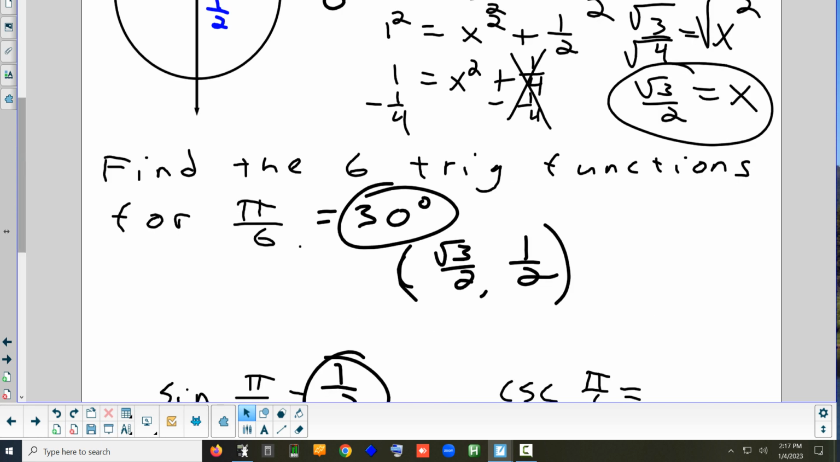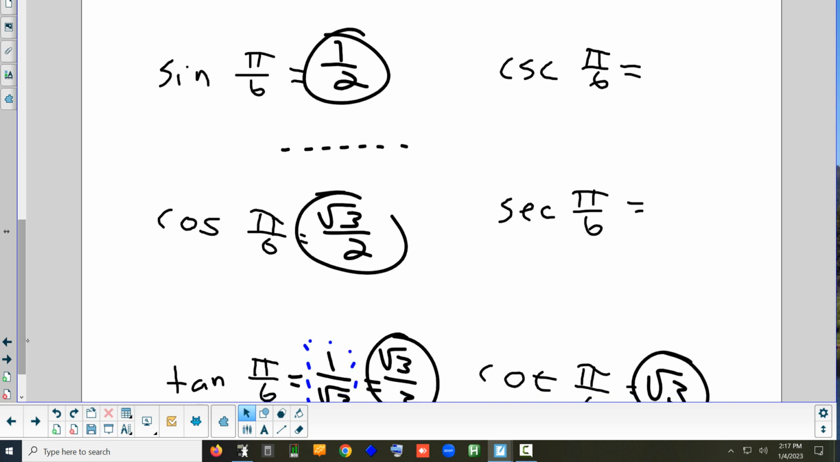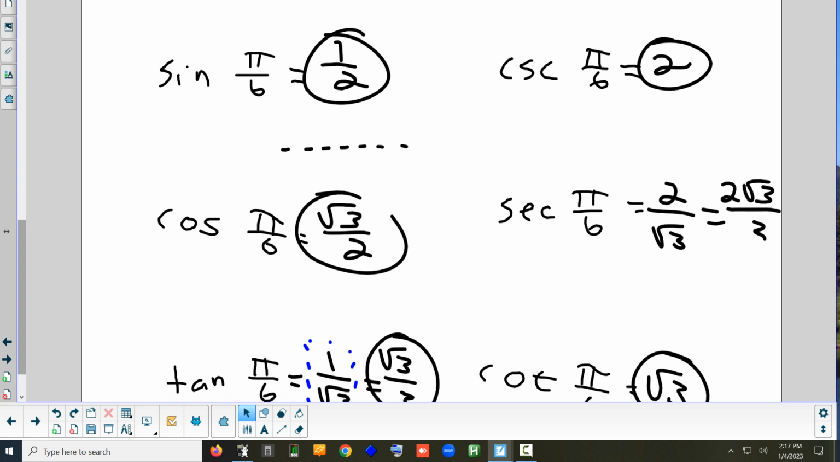All right, let's do cosecant. That one's going to be pretty easy. What's the cosecant of pi over 6? 2. You don't have to put 2 over 1. You can just say 2. And Cameron, for my secant, what's my first step? And then we'll fix it after. So it's 2 over the square root of 3. And can you tell me what you get when you fix it? 2 times square root of 3 over 3. Yep, 2 square root of 3 over 3. Good.